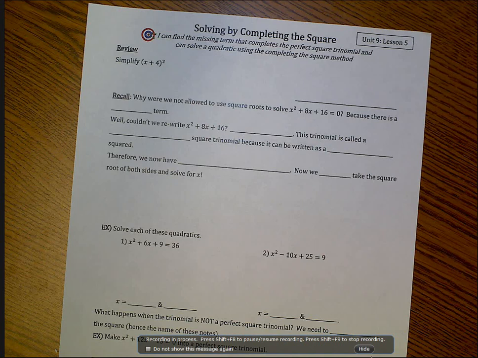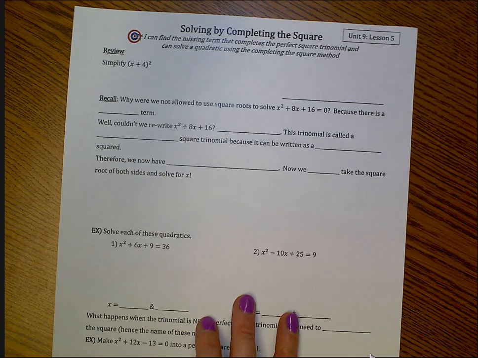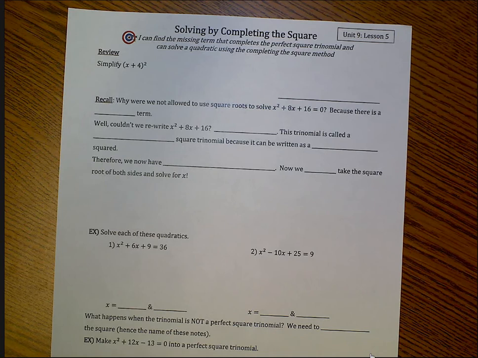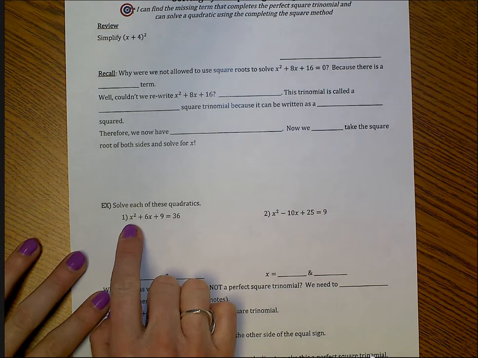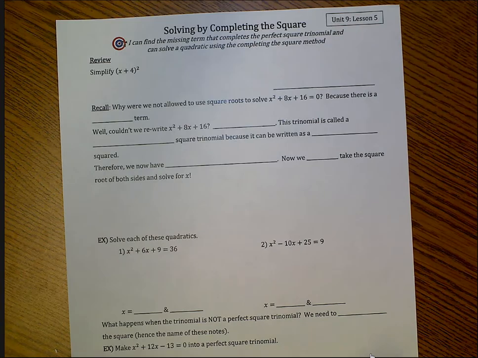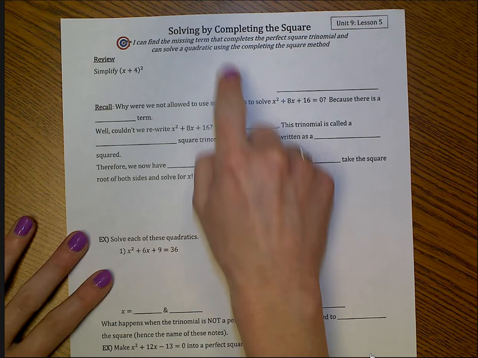I've mentioned before that there are 5 methods that you can use to solve a quadratic, or solve some equation that has an x squared. We've learned 2 methods, graphing and square roots. Today we're learning the 3rd method, which is called completing the square.